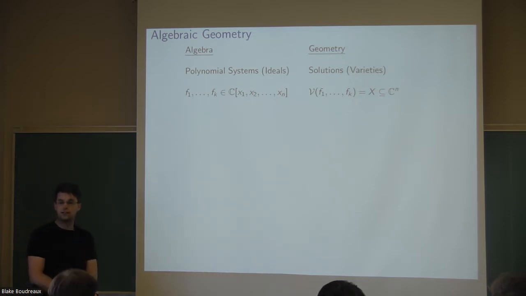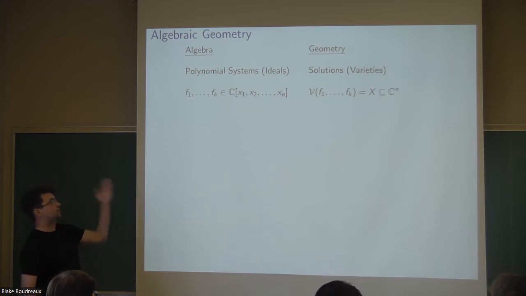And then the geometric point of view of these polynomial systems are the solutions of those polynomial systems. So the zero sets, the common zero sets. And these are called varieties. And we will denote them with this calligraphy V of all the polynomials. And that's going to be a subset of the n-dimensional complex space.